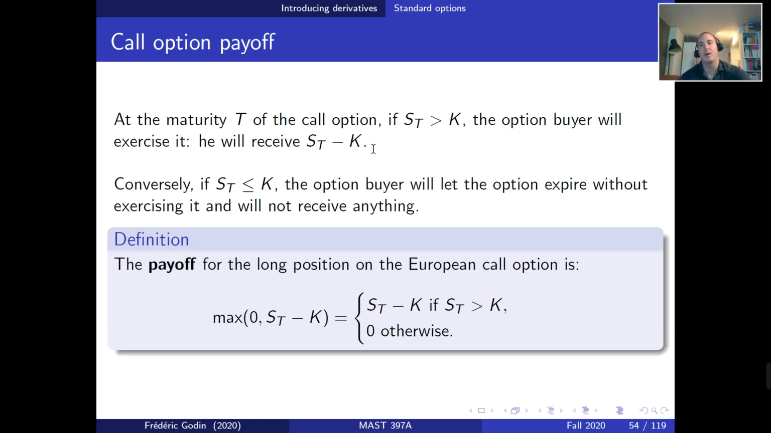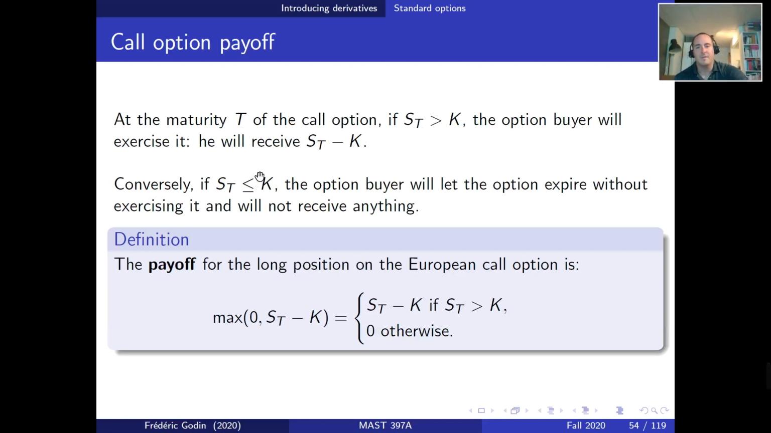Okay, let's start that again. If you're an option buyer at the maturity date of an option, which is capital T, if the underlying asset price is greater than the strike, you will enact the transaction and receive ST minus K.